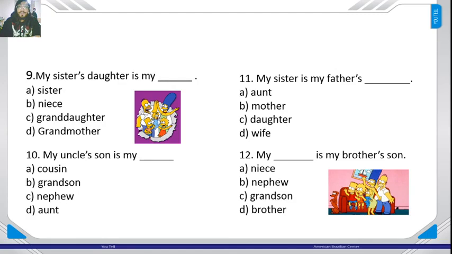So, let's put your attention to the next, number 11. Pay attention. Number 11. My sister is my father's aunt, mother, daughter, wife. Which is the correct alternative?